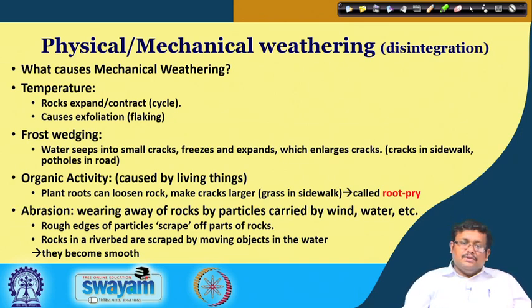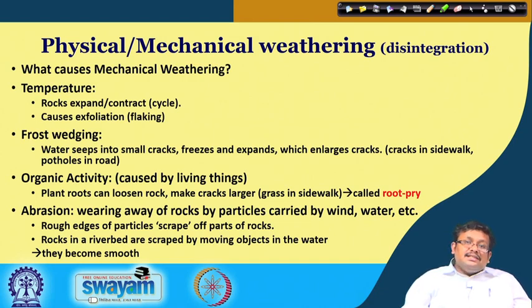I will show you the picture of exfoliation and flaking later on, but this exfoliation flaking is a major type of physical or mechanical weathering which occurs due to the temperature variation. Another important one is frost wedging. Now, you know that water seeps into the small cracks, freezes and then expands. When water freezes to ice, it expands in volume, and it enlarges the cracks in the rocks, and as a result it breaks apart the rocks. So, this is also an example of physical and mechanical weathering.